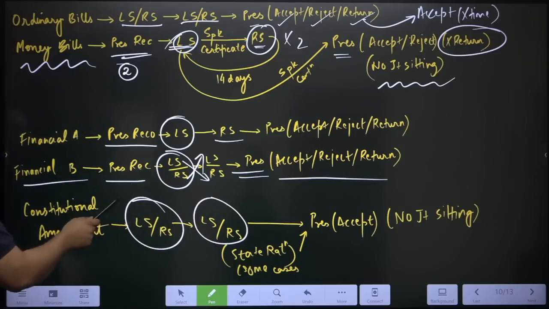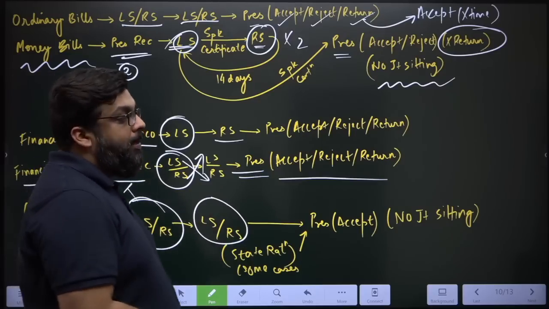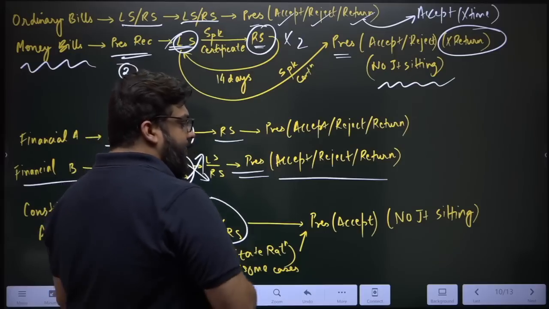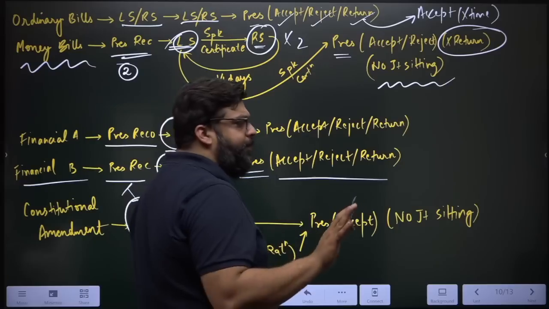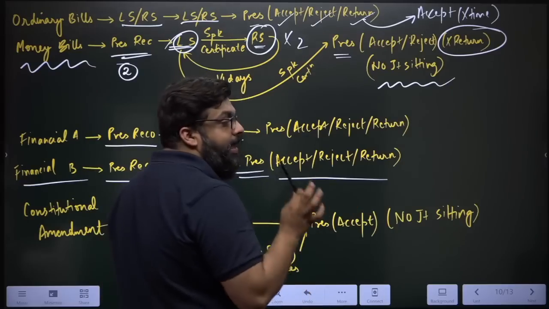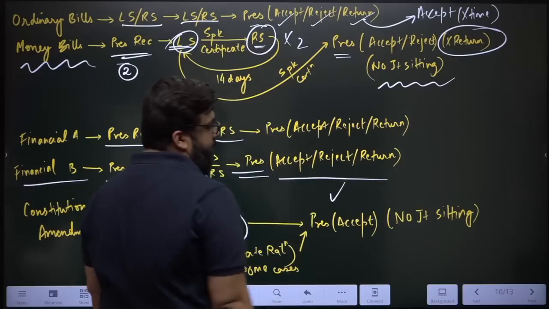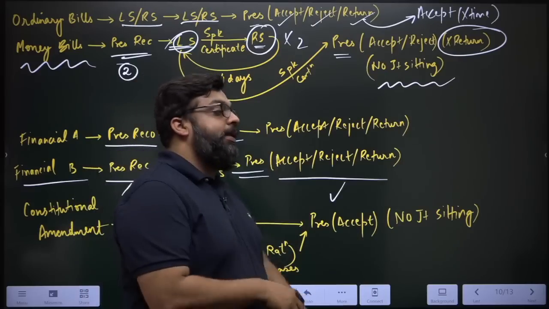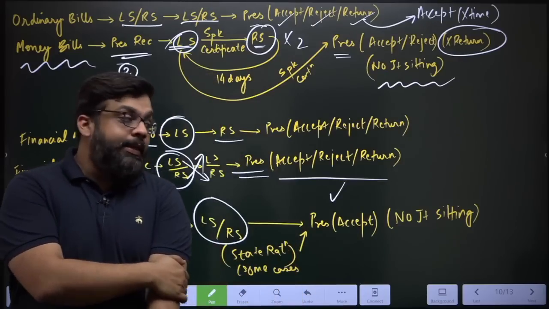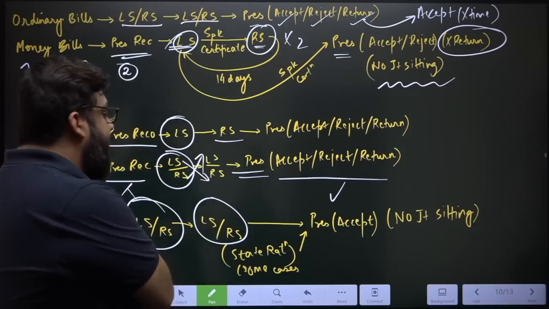houses. No presidential recommendation is required because it would undermine the authority of the parliament under 368. The president is absolutely free to only and only accept a constitutional amendment. The president cannot reject it. The president cannot return it. You just have to say yes.